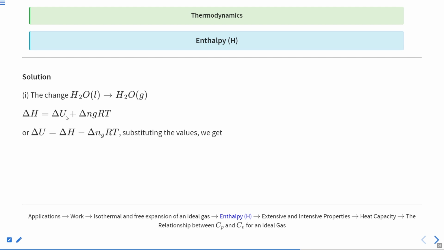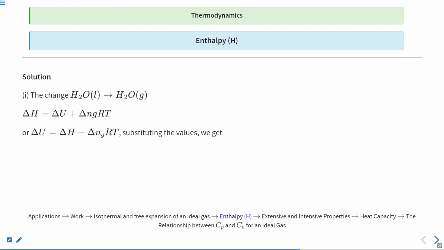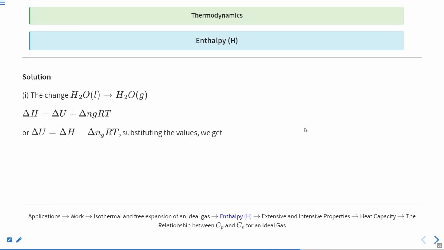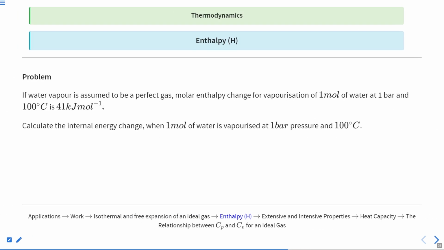Therefore, we can write it as delta U equals delta H minus delta Ng RT. Now, delta Ng is 1. R value is given, we know it. It is 8.314 joule per Kelvin per mole in SI terms. Temperature is also already mentioned. It is 100 degrees Celsius because boiling takes place at 100 degrees Celsius. So if it was not mentioned also, then we have to consider it as 100 degrees Celsius only. And delta H value is given as 41 kilojoule per mole.